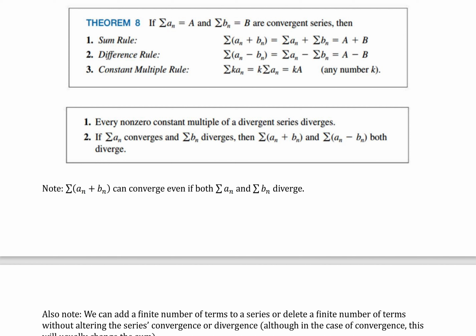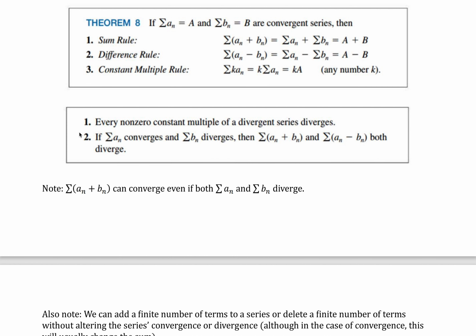To wrap up this section, I've got one more theorem and then a few related notes. It says if a series sums to A and a second series sums to B, they're both convergent, then you can add them together, subtract them, or multiply by a constant. That theorem holds if both of them are convergent series, they sum to a certain value.